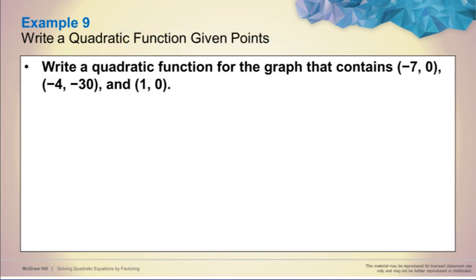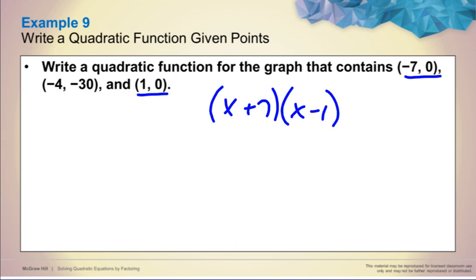Now to the last ones, if they don't give us a graph, they give us coordinates, we can still do the same thing. We just identify our zeros. And this would be x plus 7 times x minus 1. And I need to solve for a. So this is where I use my other point, x and my y. If I put -30 in for y, solve for a when x is -4.